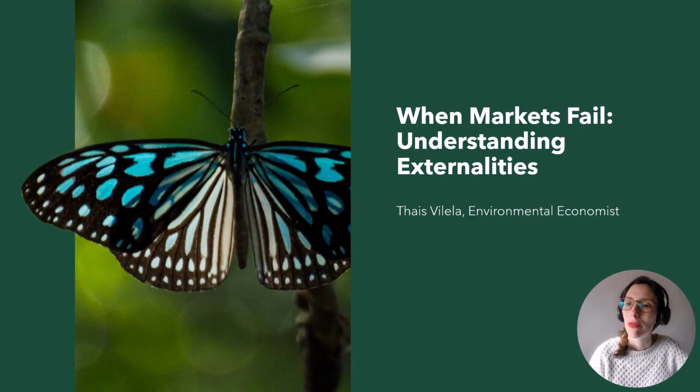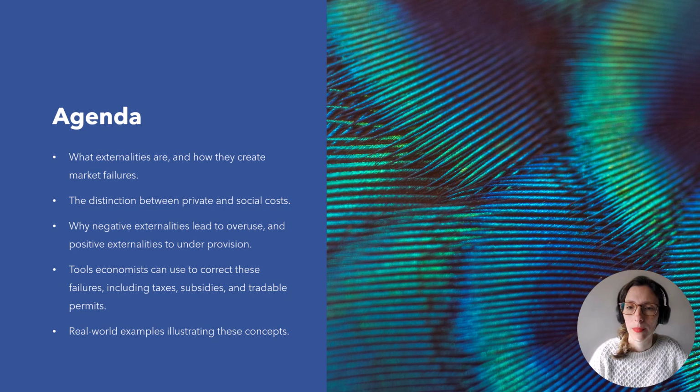Today we will talk about externalities, which is an example of market failure, which occur when market outcomes do not lead to an efficient allocation of resources. So without further ado, let's get started.